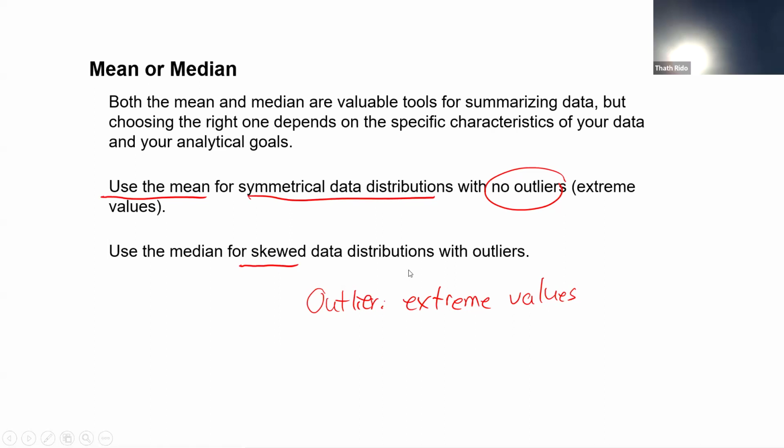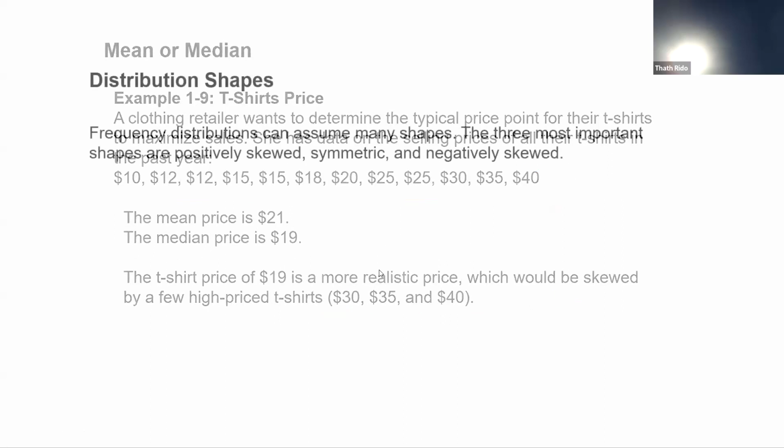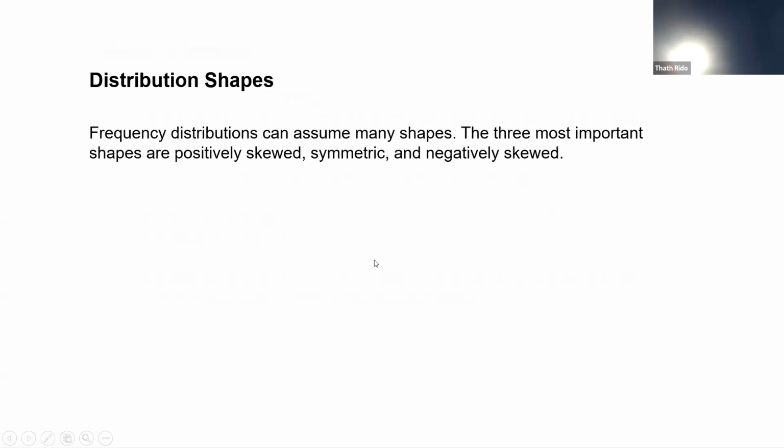What does it mean? So when we create a histogram, it will show the distribution of the data set. So that is called the shape of the distribution.